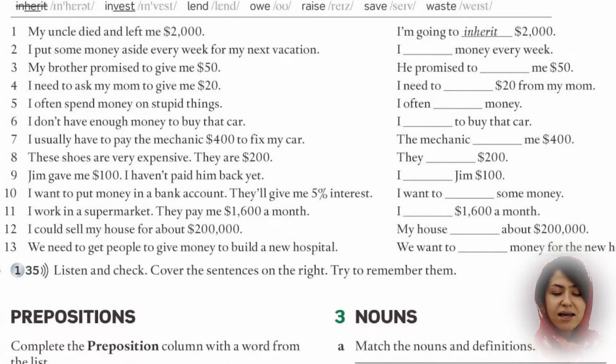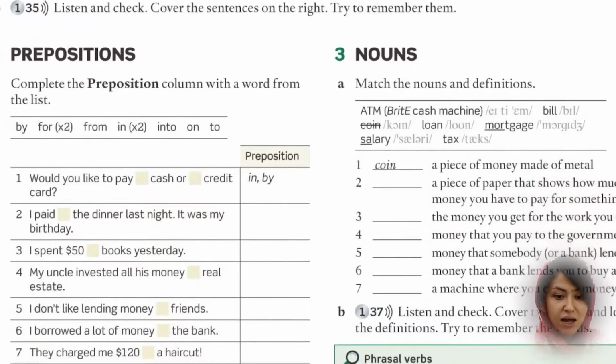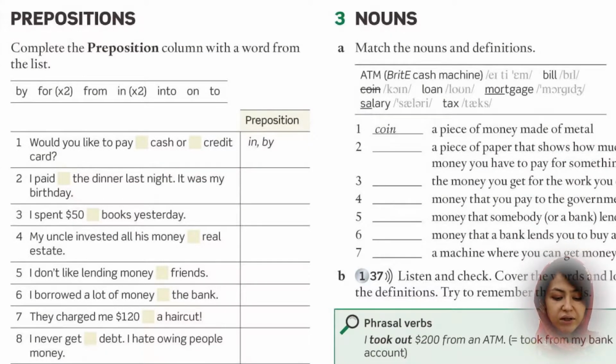Okay, so that's the end of part 1, vocabulary. Let's turn to part 2. It's about the prepositions. Prepositions are the common collocations which are used in these sentences. Let's complete these sentences using the prepositions above. So, the prepositions are by, for, from, in, into, on, to. Number 1, would you like to pay in cash? This is the collocation. In cash or by credit card. For credit card, we say by, but for cash, in.